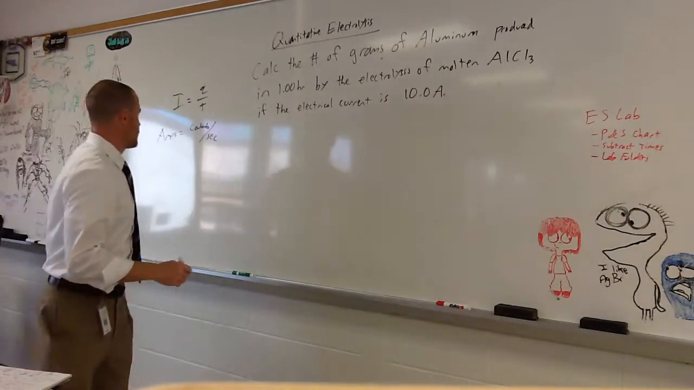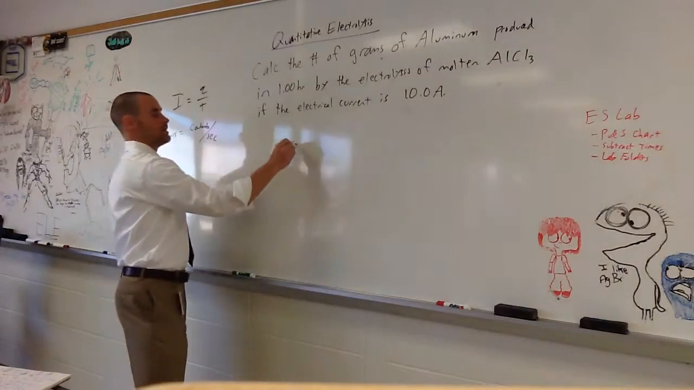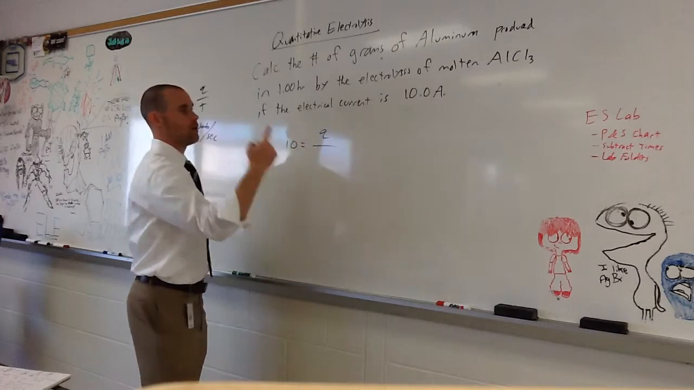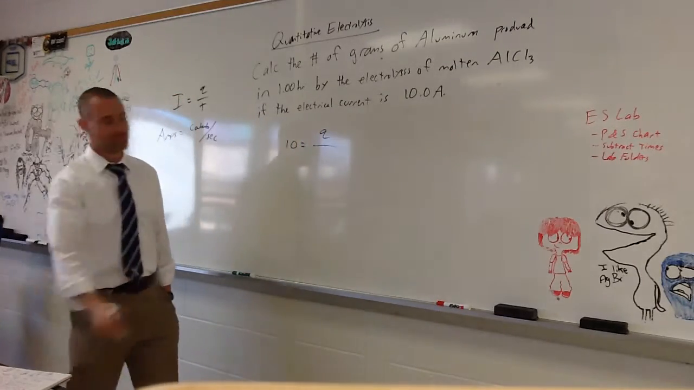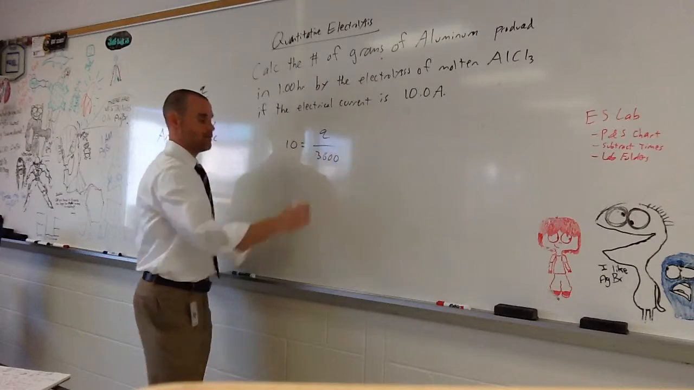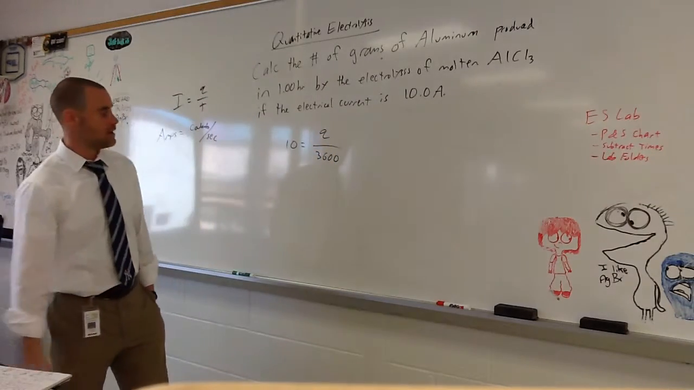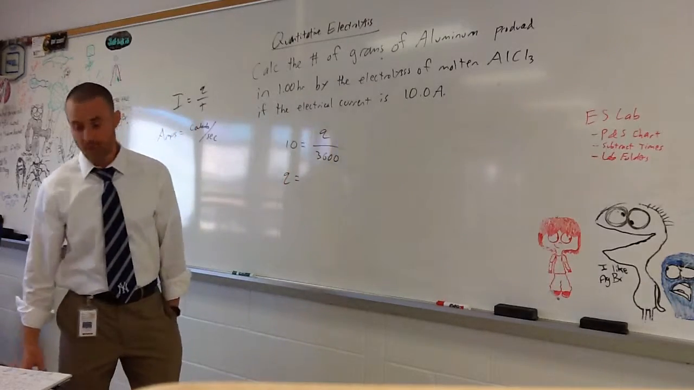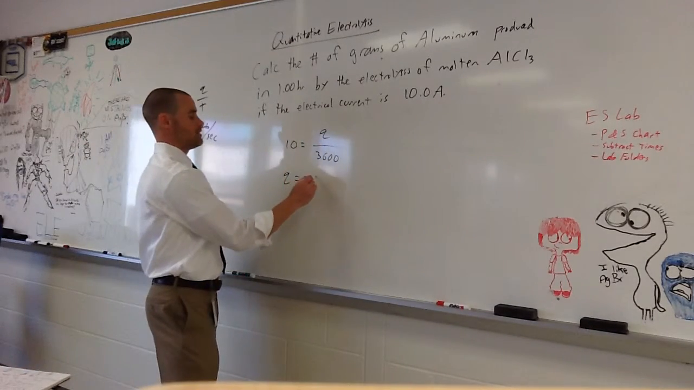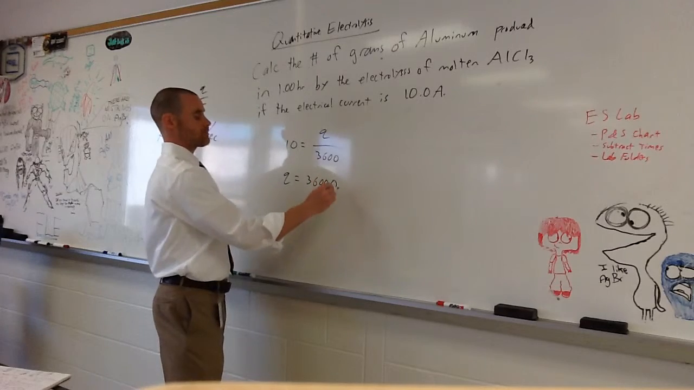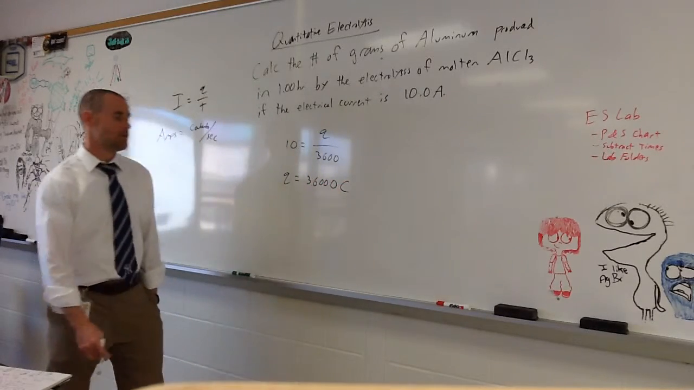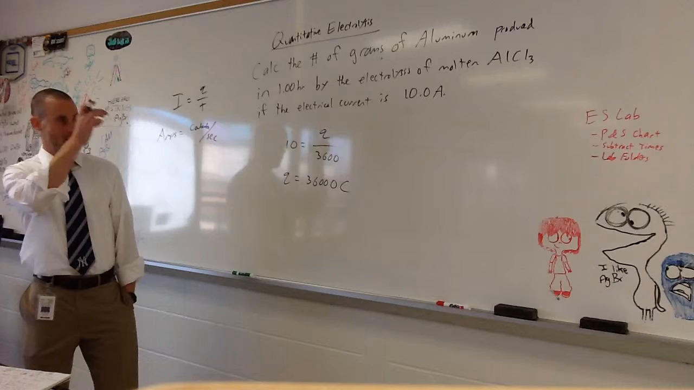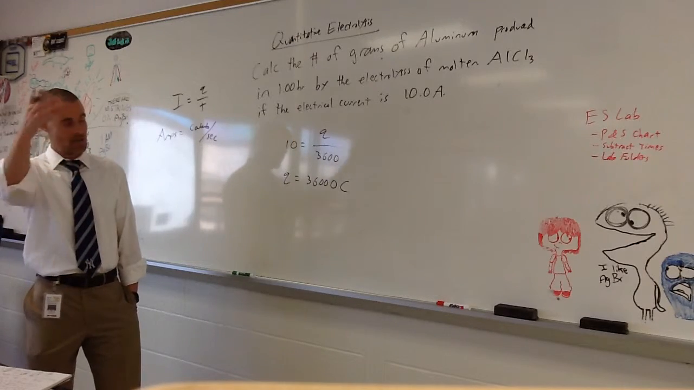All right, so we're solving for Q. It's going to be 10 equals Q over how many seconds in an hour? 3,600, right? Okay. So Q is equal to 36,000, right? That's coulombs. So we got current, charge, which is coulombs, then moles of electrons.